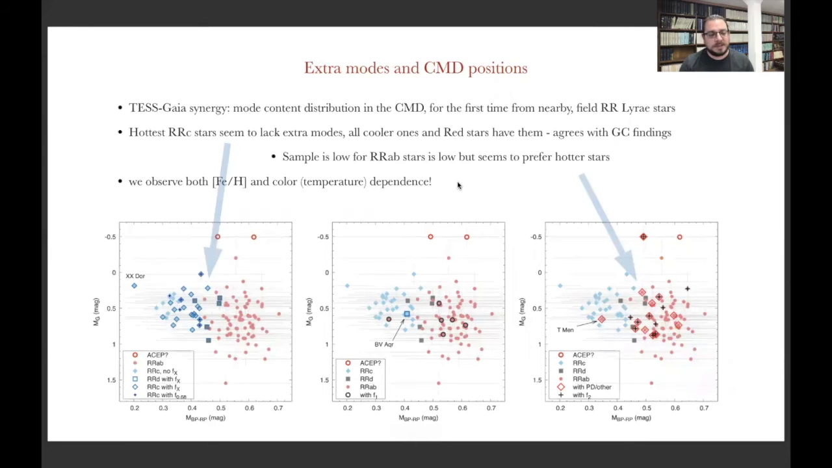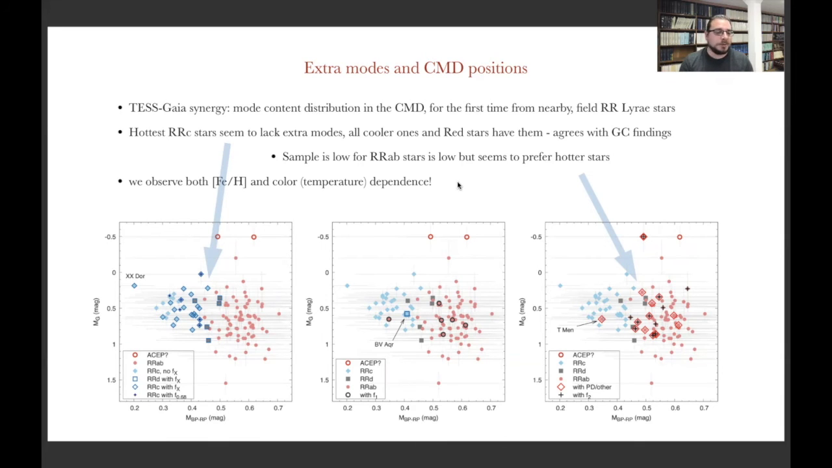We can use the TESS-Gaia synergy to plot the distribution of these extra modes in field stars onto the color-magnitude diagram as well, and we do this for the first time for field RR Lyrae stars. It appears that extra modes dominantly appear in cooler overtone stars on the left plot, shown with darker outlines, whereas the extra modes seem to favor hotter RRab stars, similarly shown on the right plot with outlines and crosses. And the edges of the instability strip are predominantly populated by pure radial pulsators.